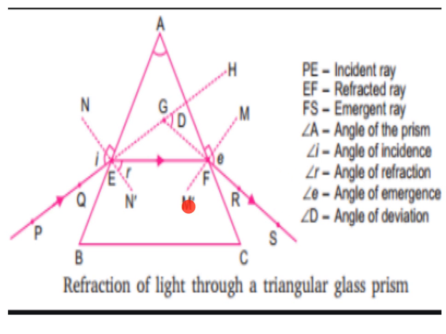Then angle A is called the angle of prism. I is called the angle of incidence. R is called the angle of refraction. Angle E is called the angle of emergence. And this angle D is called the angle of deviation. So this is the refraction of light through a triangular glass prism.